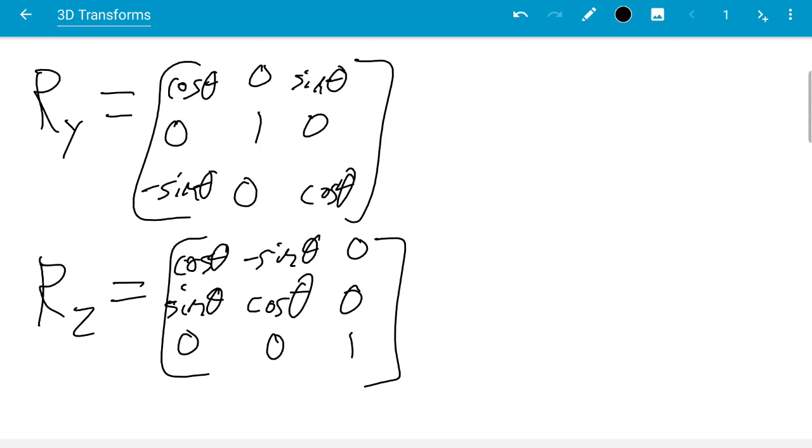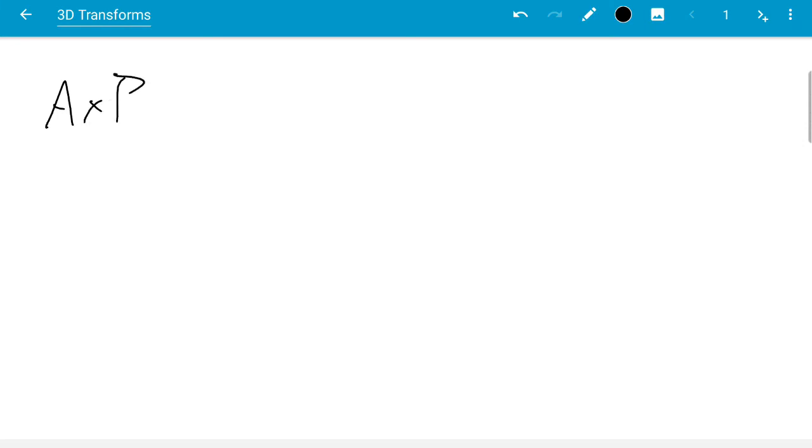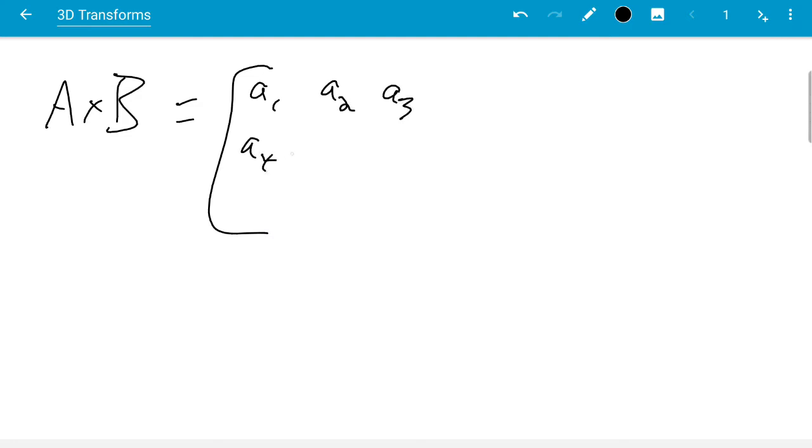So to do that, we're going to need an operation for multiplying matrices together. We have one for multiplying a matrix times a vector. We will need one for a matrix times a matrix. So let's say I have two matrices. Let's label them A and B, and we want to multiply them together. I'll label their elements A1, A2, A3, A4, A5, A6, and so on. That's a 7.